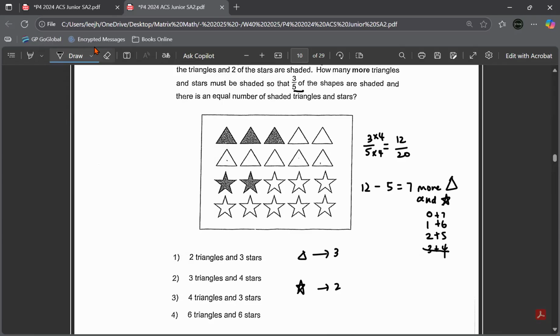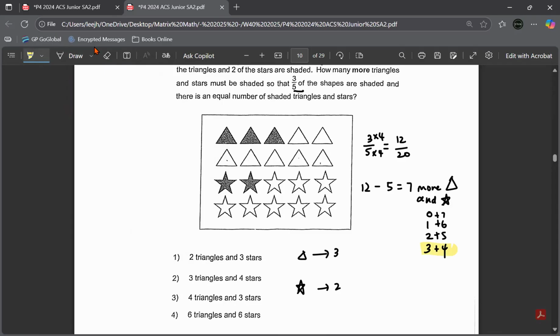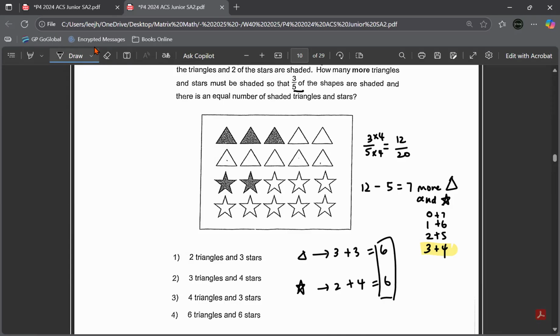Okay, sorry, I think I'll use highlight. Wait, give me 3 plus 4. So if I were to use this, okay, let's try. If it's plus 3 triangles, you have 6. You plus 4 stars, you also have 6. So they are equal. So what is the number of triangles and stars you need? It is actually option number 2. I need 3 triangles and 4 stars, not 4 triangles and 3 stars. Okay, so option number 2.